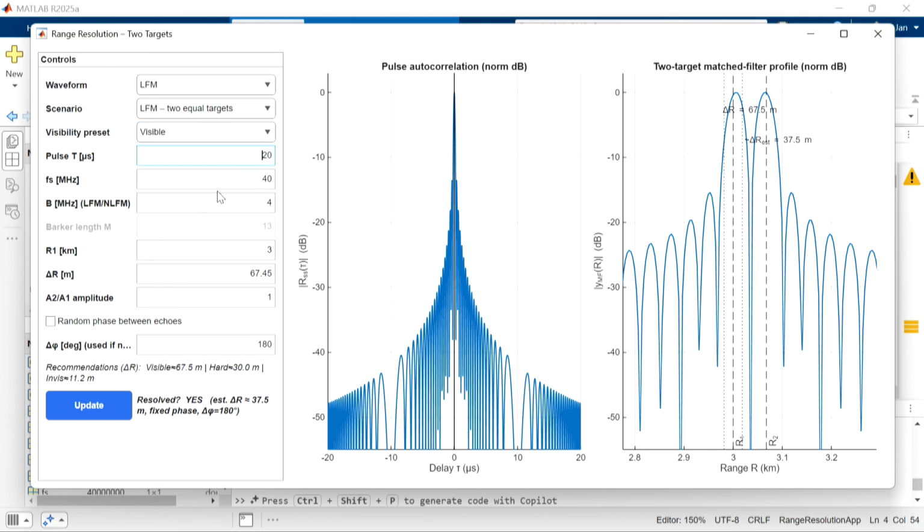So check pulse length, sampling period, bandwidth is still the same, and now it's visible. So it is visible at about 70 meters. Visible means that the targets will be 70 meters away from each other. Hardly visible 30 meters, and invisible until 11 meters. It is not an exact value. It is just some presets that I want to show you, to show you what you get. So is it clear? Two targets, resolution 67.5, and you can see.